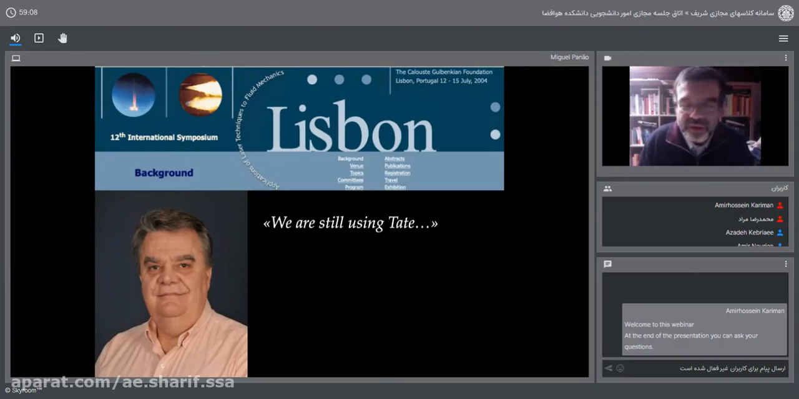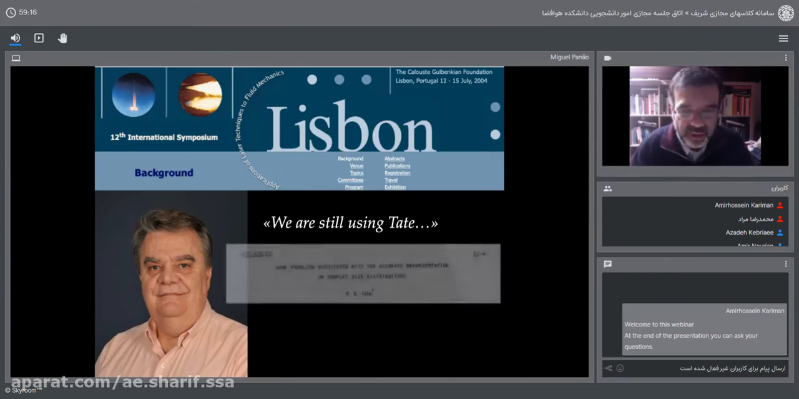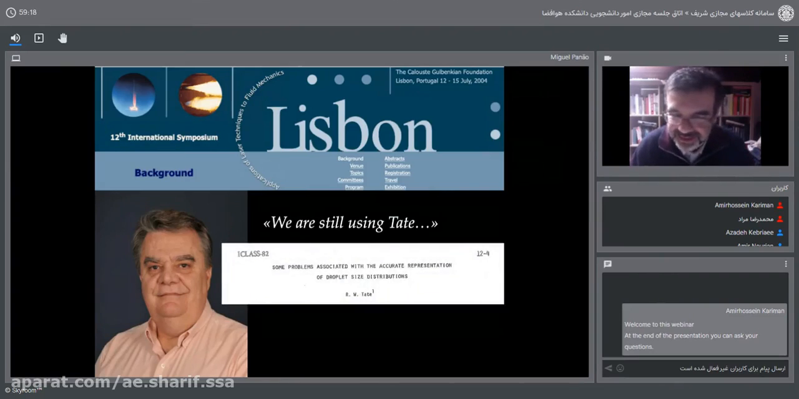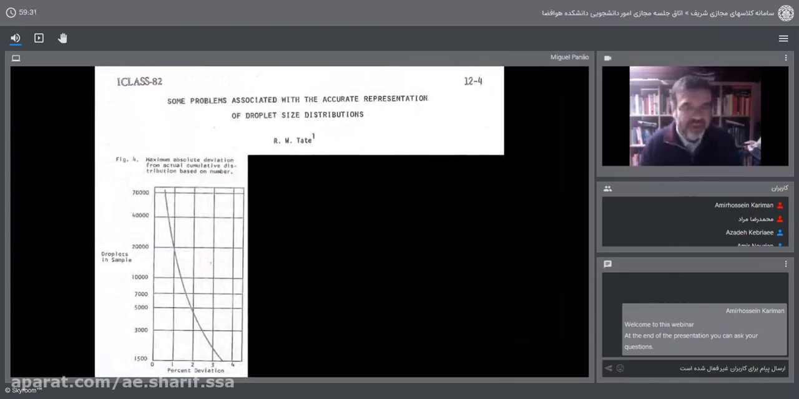Well, if you want to express the uncertainty of your drop size measurements, we usually use the paper of Roger Tate from AIChE Journal, 1982, where he studied the accuracy in the way we represent drop size distributions. So in this paper, basically, he quantified a percent deviation between the actual cumulative distribution and the one based on the number of samples that you measure with your technique.